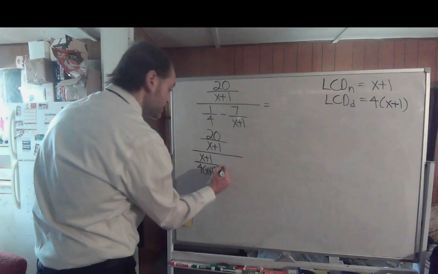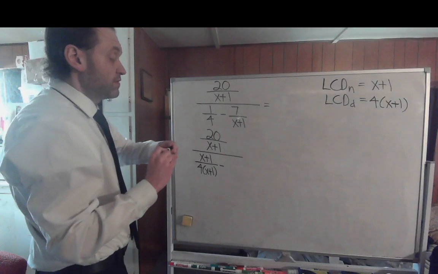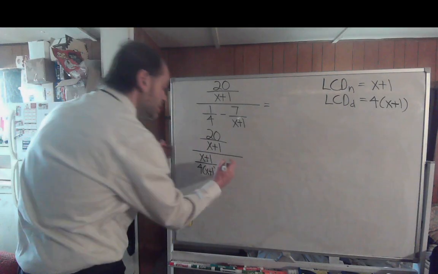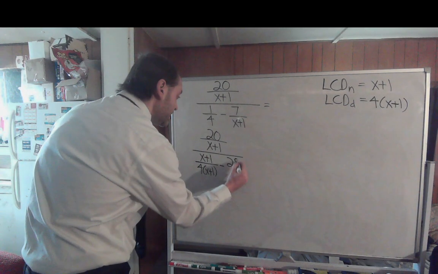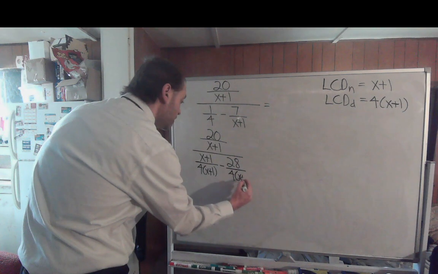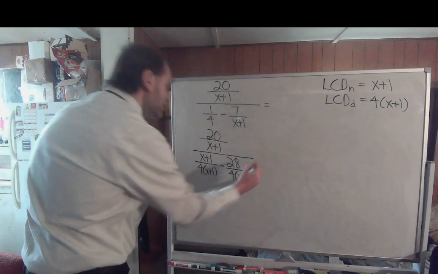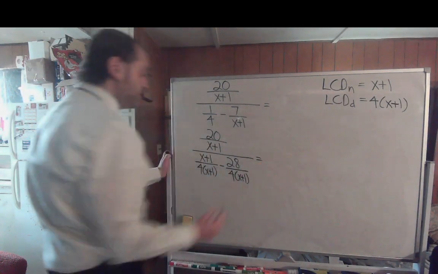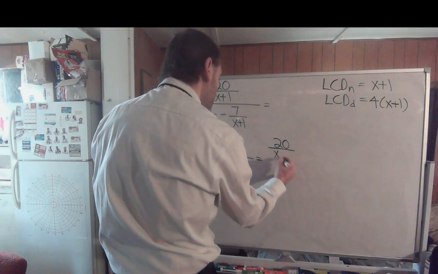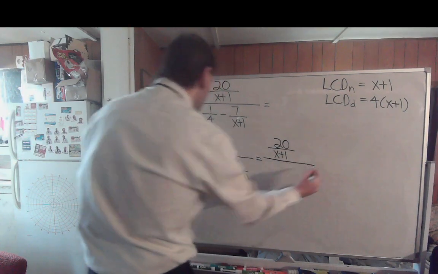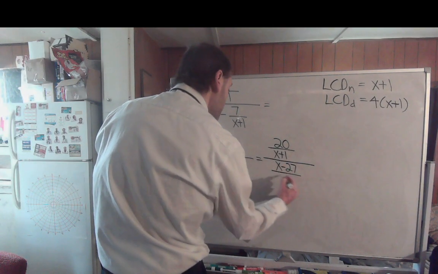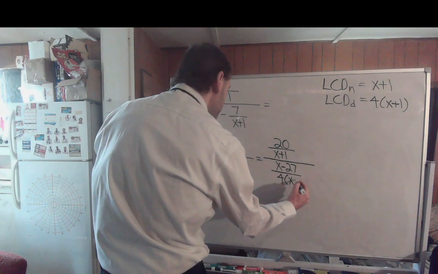Now, for your second term, you have a denominator of x plus 1, you just need to multiply both numerator and denominator by 4. So this would turn into minus 28 over 4 times x plus 1. Which now we can work on simplifying this a bit further. This would end up giving you 20 over x plus 1, all that all over x minus 27 over 4 times x plus 1.